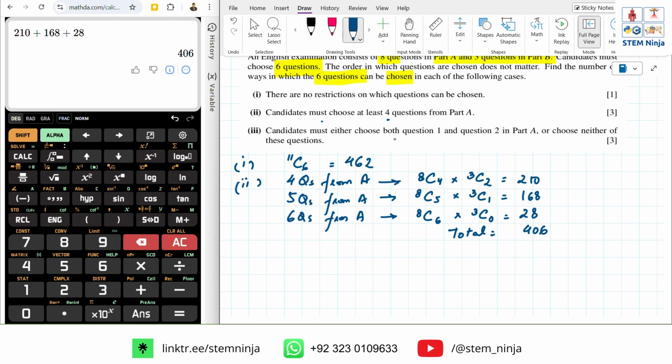Candidates must either choose both question 1 and question 2 in part A or choose neither of these questions. Okay, all right. So we again have questions 1 and 2 from A selected.